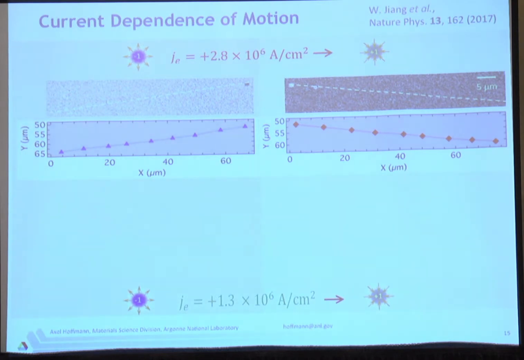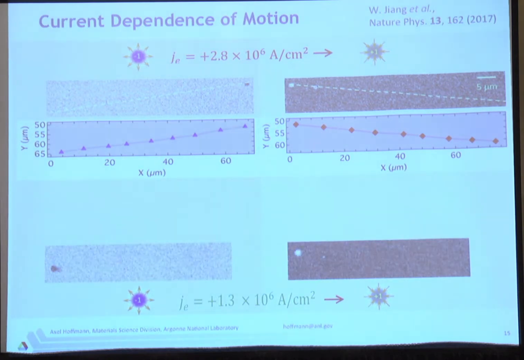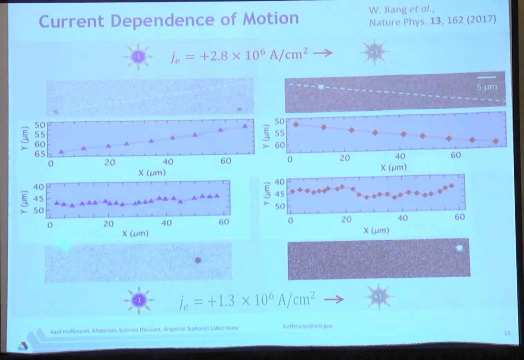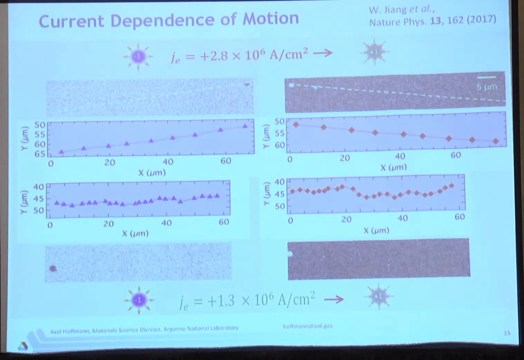Now, if we reduce the current significantly, here by a factor of 2 essentially, we see something slightly different. Now, the motion is actually mostly in the direction of the current, but you also see that the motion is much more stochastic, indicating that we're really in the creep regime for these structures. So if I do the same thing, you see that both in x and y, the displacement is very violent, and it's really mostly driven by the pinning landscape in this structure.